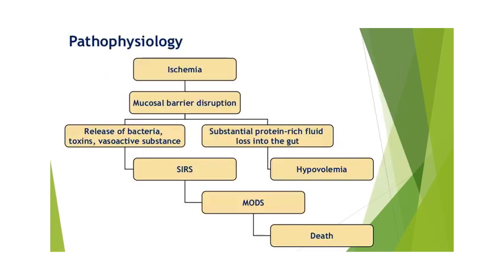Pathophysiology: first, ischemia occurs, then mucosal barrier disruption, then bacterial translocation, with release of bacteria and toxins and vasoactive substances. After that, the patient enters systemic inflammatory response syndrome, multi organ failure and death.